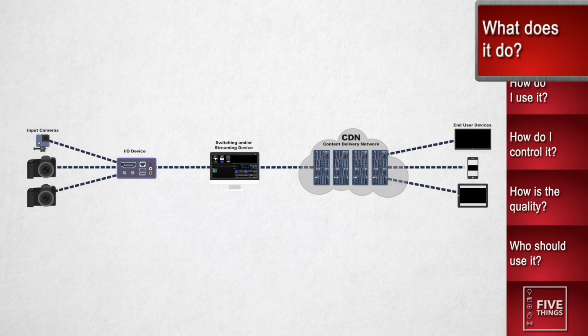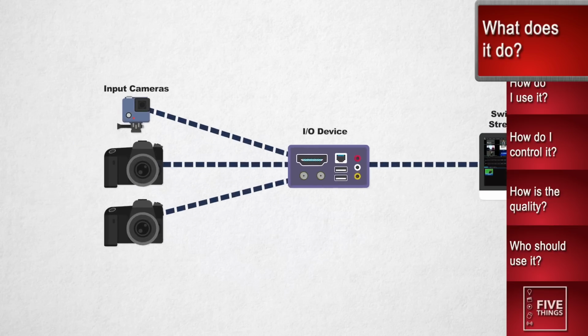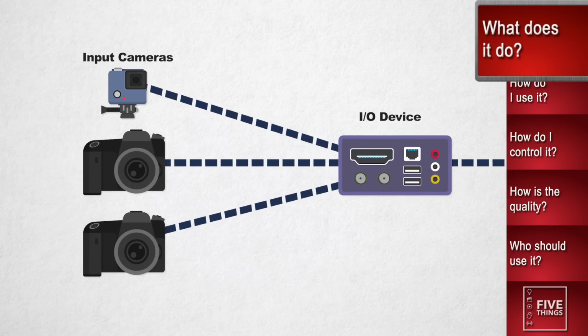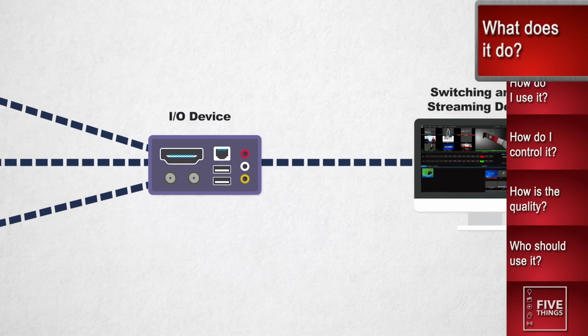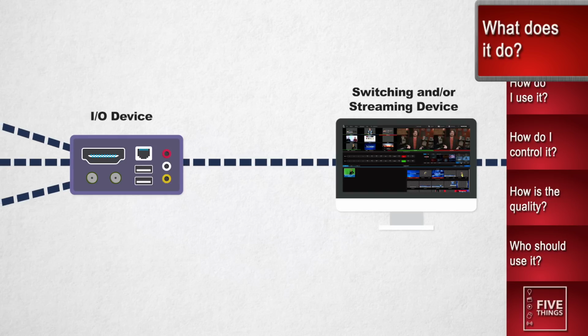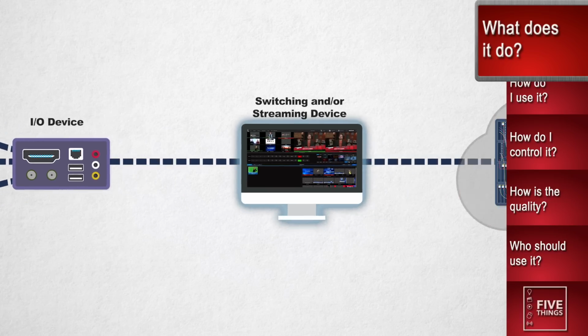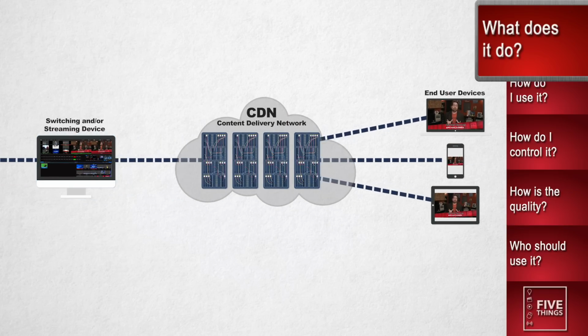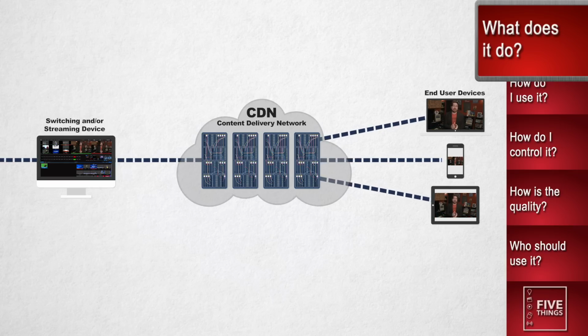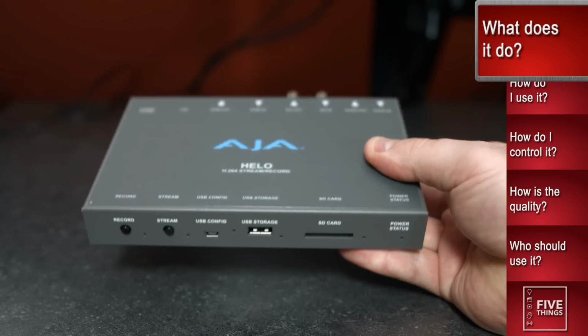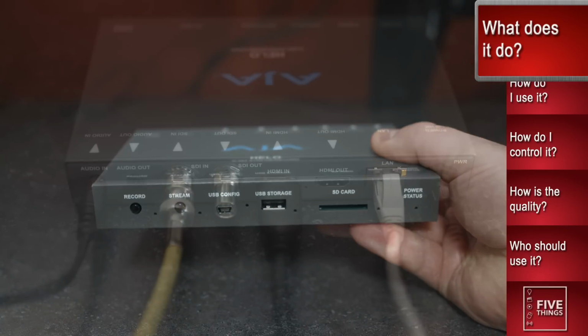But before I get too much deeper, let's take a quick look at where the Helo may work for you in a production environment. Here we see a typical production setup. We have our cameras, and we have our capture device that takes in the cameras and other video sources. Next, we have the switcher, which cuts between angles, adds graphics, and mixes audio. And now we have our streaming device to get out to the internet. And lastly, our web host or CDN that takes our signal and shares it with the world. The Helo is that streaming device, and as an added bonus, can also be a recording device. Let's take a look at how the Helo does this.